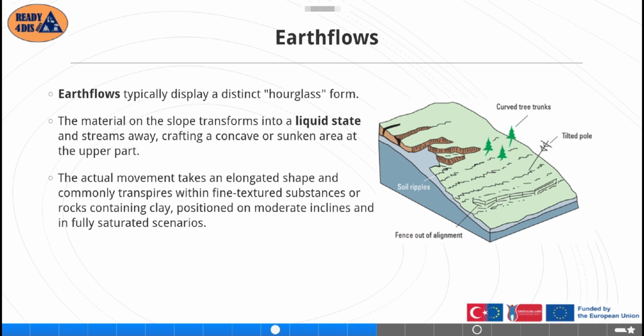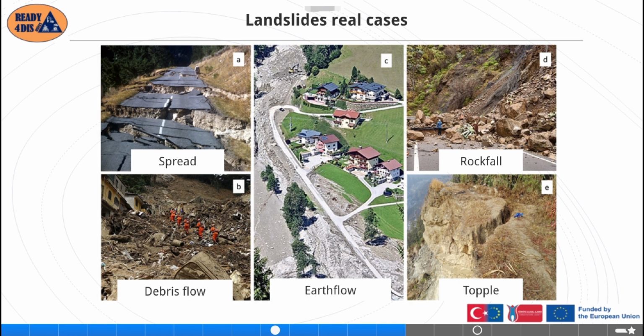Tilted trees, bent fences, and ripple-like patterns on the ground surface are characteristic field indicators of earth flows. Landslides, real cases. This slide shows real-world examples of different types of landslides. The image on the left illustrates a spread-type failure, where weak underlying layers suddenly extend laterally. The separation of the road surface into large blocks is a typical feature of this type.